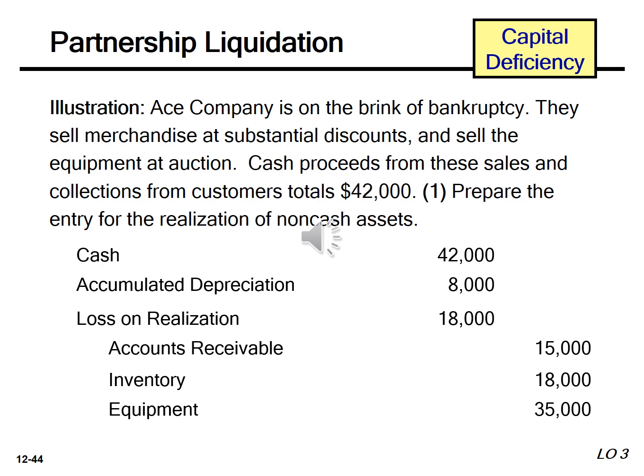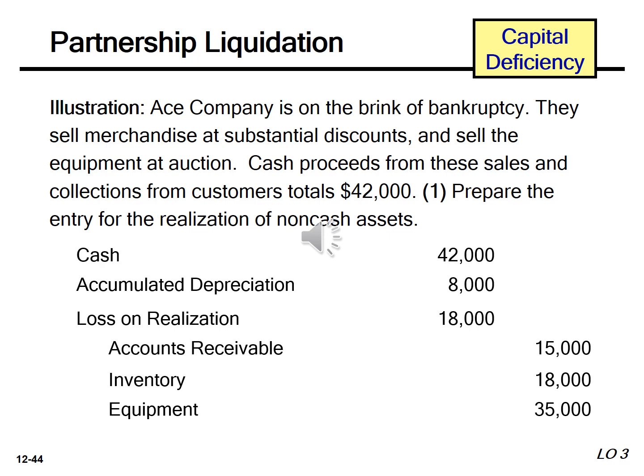If you continue to read on the illustration here, you will notice the difference. In this scenario, it says Ace Company is on the brink of bankruptcy. They sell merchandise at a substantial discount and sell the equipment at an auction. Cash proceeds from these sales and collections from customers total $42,000, as compared to the $75,000 they received in the previous scenario. 1. Prepare the entry for the realization of non-cash assets.